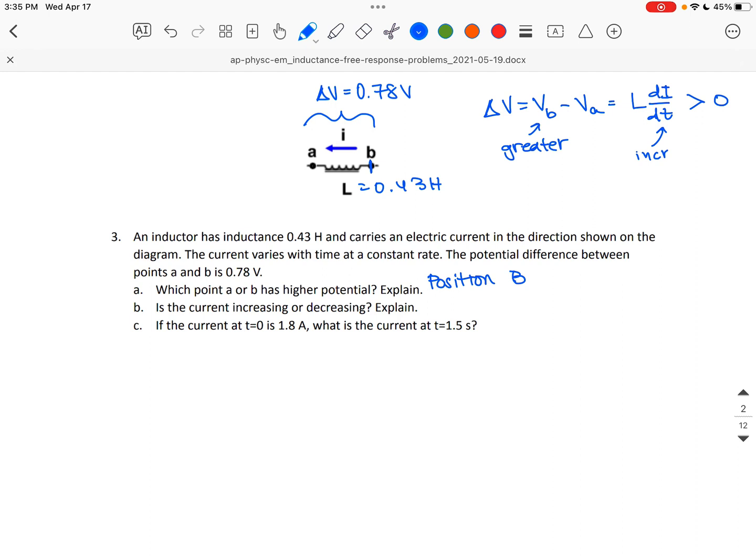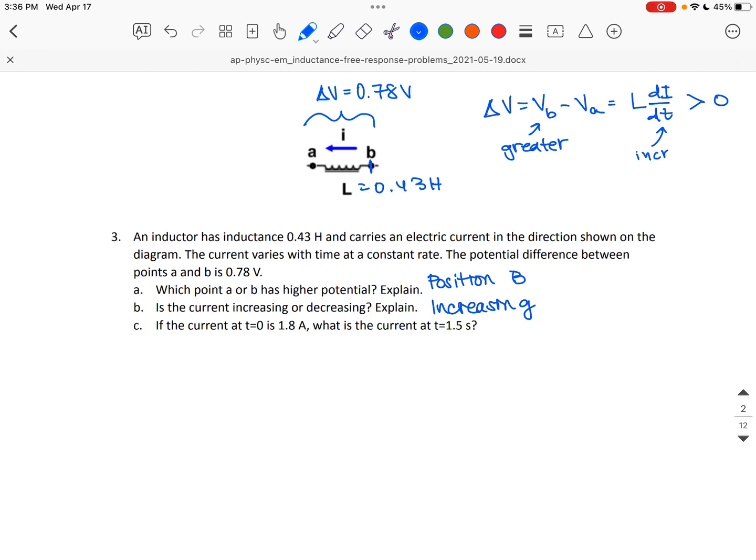Okay, the current, is it increasing or decreasing? We already established that it is increasing. In order to have a positive change in potential, we need to have an increase in current. And then here we have to do some calculation.